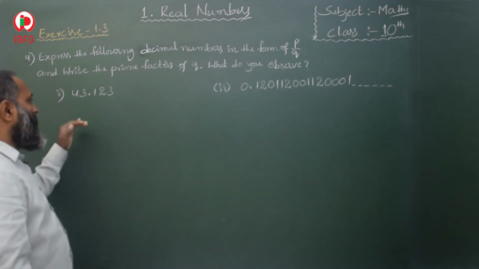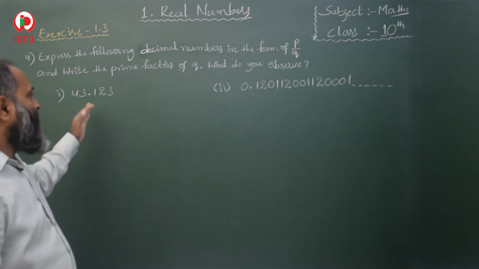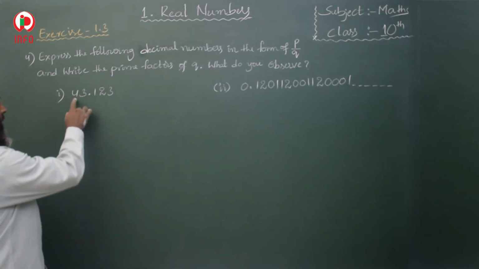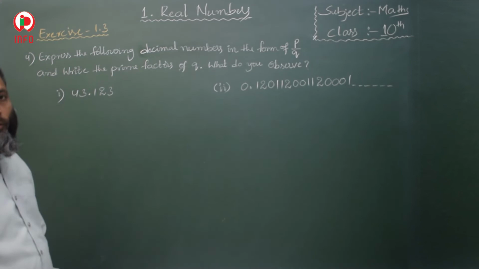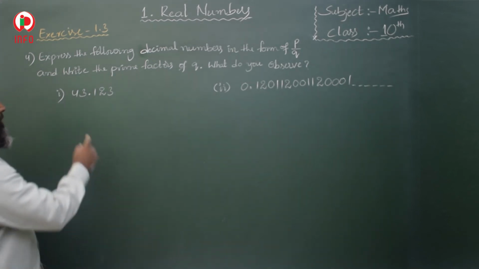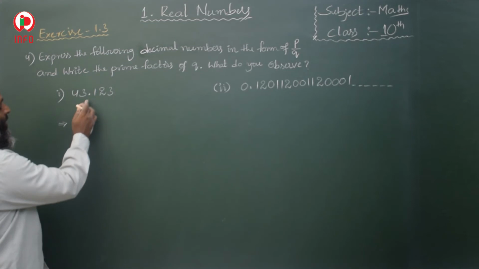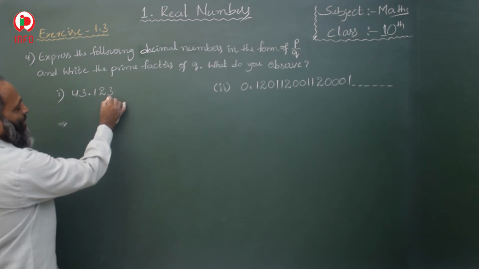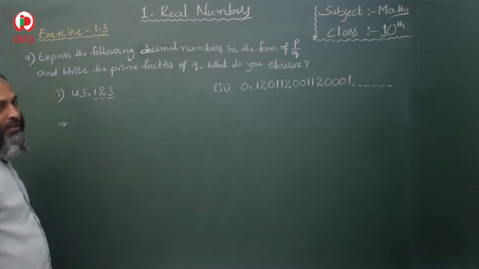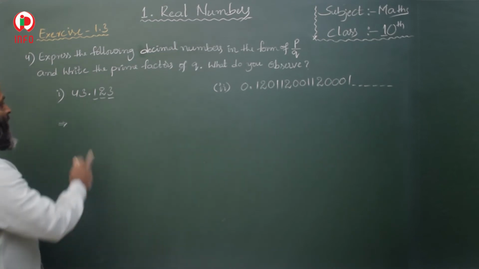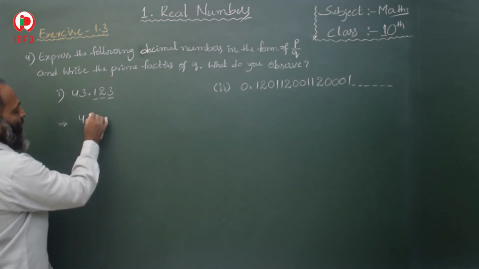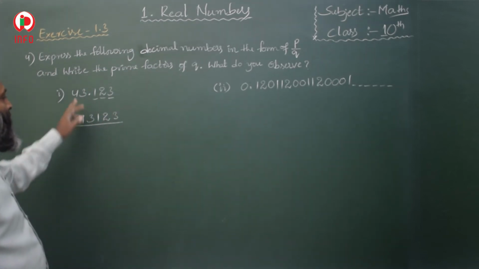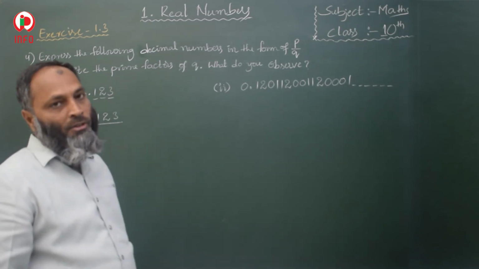So first here, terminating decimal is given. So when terminating decimal is given, how to convert terminating decimal into P by Q form? See here 43.123. It means this is a terminating decimal. So here from right to left, after 3 digits we have a decimal, 1, 2, 3. So first of all, without decimal we should take 43,123, whatever the number is given, that number we should copy.